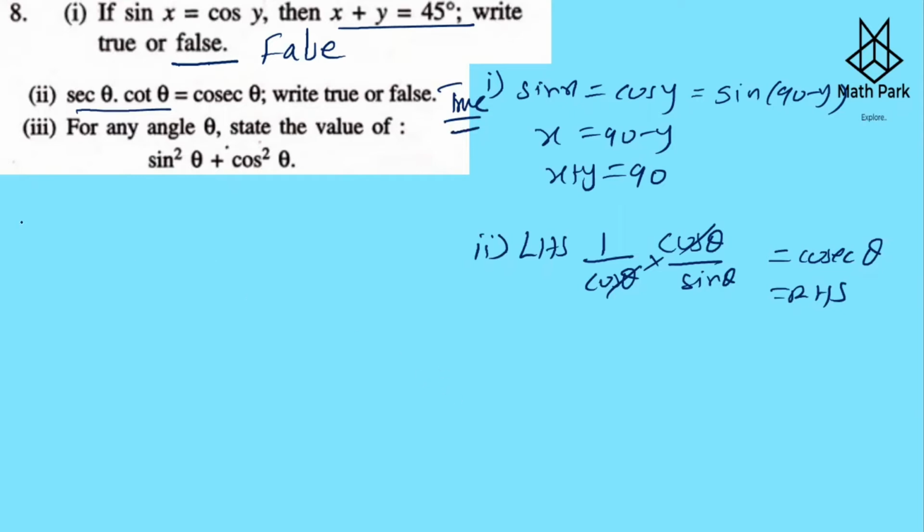Got it? Now for the third part, it says for any angle theta, state the value of sine square theta plus cos square theta. For any angle theta, sine square theta plus cos square theta will always be 1. Sine square theta plus cos square theta is equal to 1.